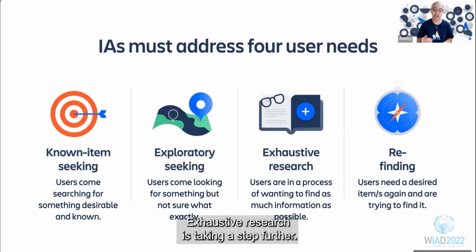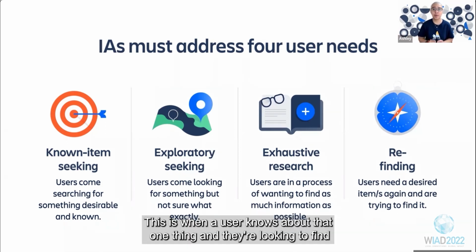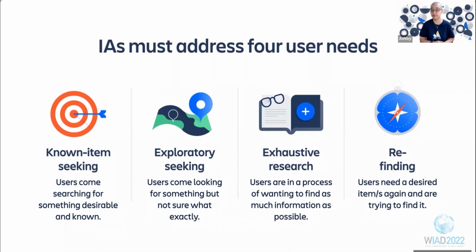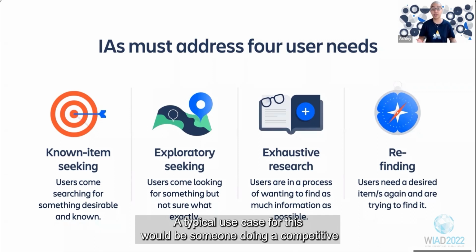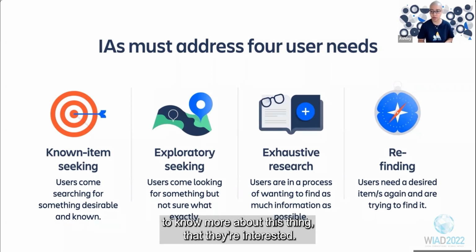Exhaustive research is taking a step further. This is when a user knows about that one thing and they're looking to find as much information as possible about that thing. A typical use case for this would be someone doing a competitive analysis of some tools or products. So they're on the hunt to know more about this thing that they're interested in.